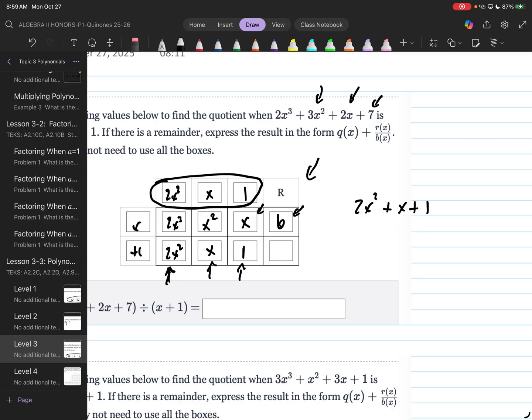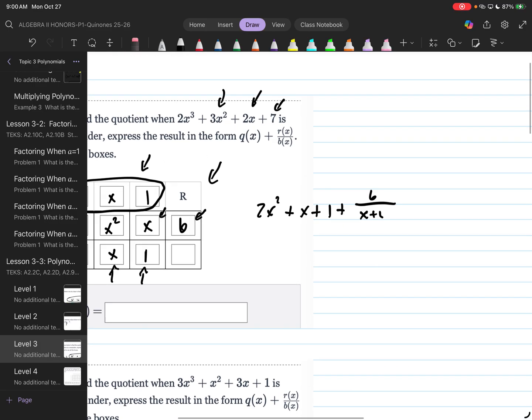Anybody want to take a guess what my remainder is? And if you say 6, you're wrong. What have we been doing, right? What has been the outcome? We have been dividing this by this. So then my answer for this is plus 6 divided by x plus 1. And for those of you who need conceptualizing, how does this work?